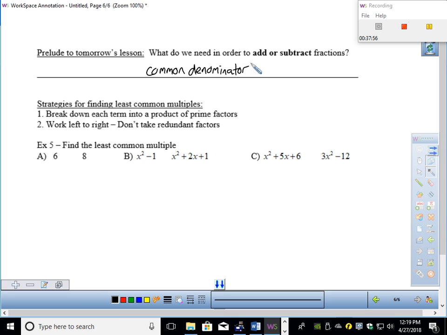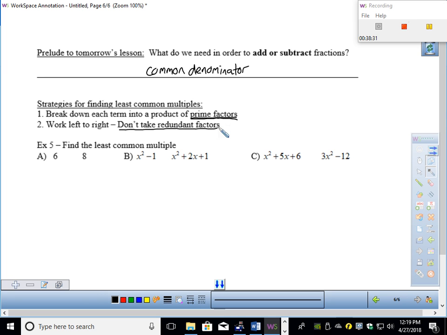So what I'm going to do is just take a moment and give you a nice formal way, no matter how abstract our terms are, to come up with a least common multiple of what will be our denominators. And again, here's some strategies for you. Break down each term into a product of its prime factors. Okay, so factoring, but now even a little more specific, putting it in terms of prime. And then what we're going to do is work left to right, and we're going to be a little careful on this, so don't take the redundant factors. And I'll tell you what I mean by that as we go through this process.